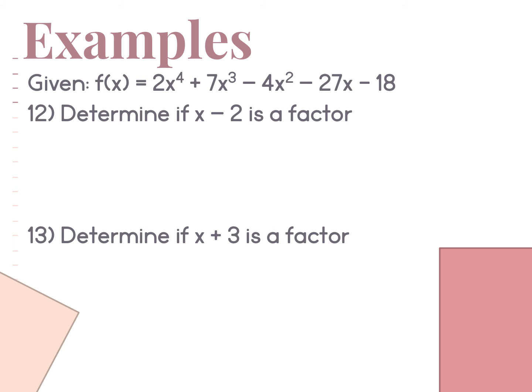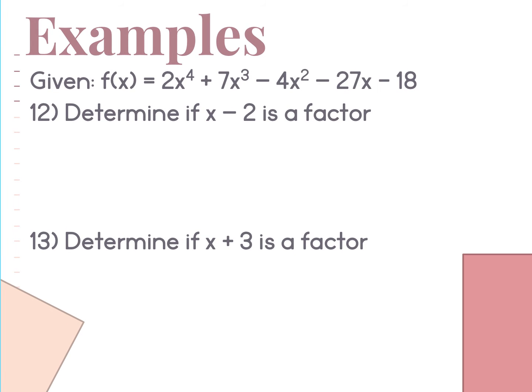So that looks like this. First of all, oh, sorry, not like this yet. This says determine if it's a factor. So how do I know it's a factor? The remainder 0. So what goes on the outside for the first one? 2. Good. Positive 2 goes on the outside.